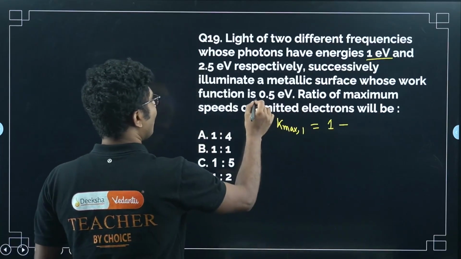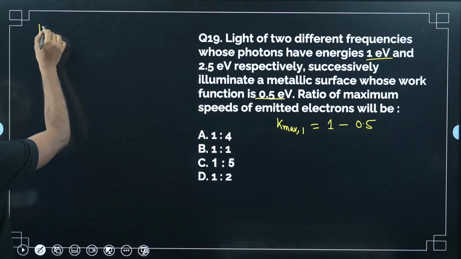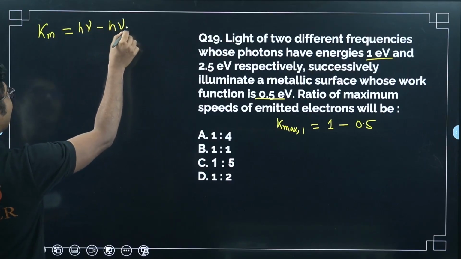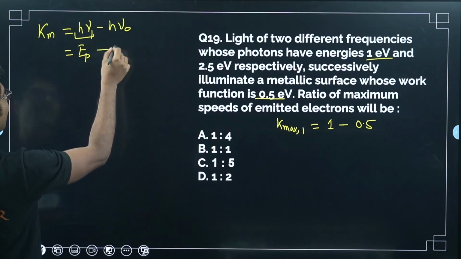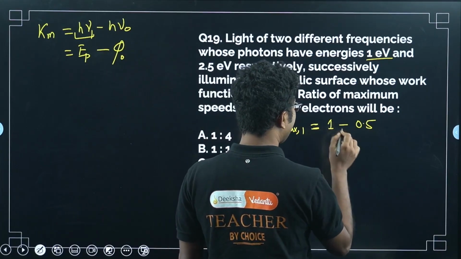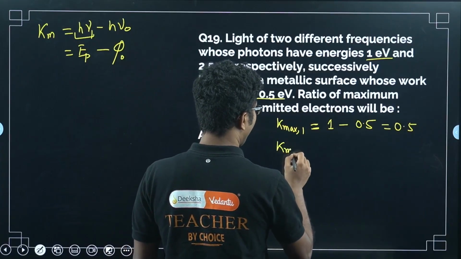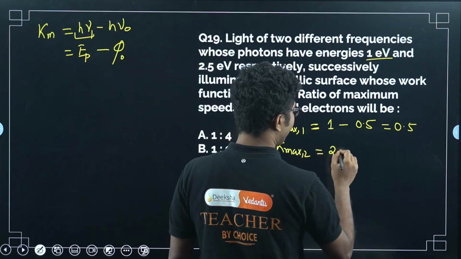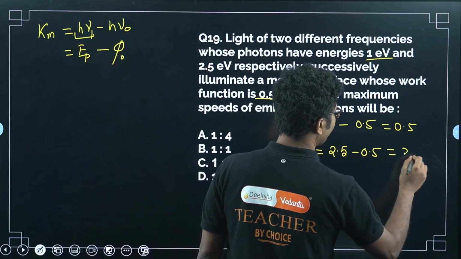And what is the work function? The work function is 0.5. So if you remember, K max is equal to h nu minus h nu naught, right? So this is the energy of the photon, and this is the work function. If you remember, this is the formula, so we have just simplified that and applied it directly. So this is equal to 0.5. Okay, and K max 2: the energy is 2.5, minus 0.5, so it is equal to 2. Okay.